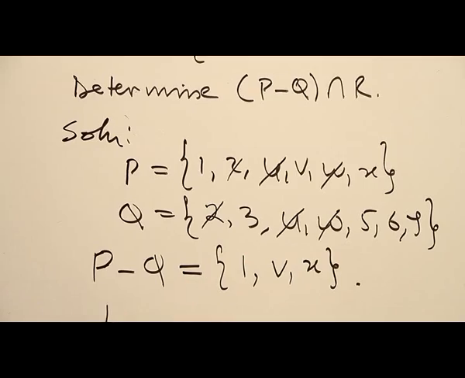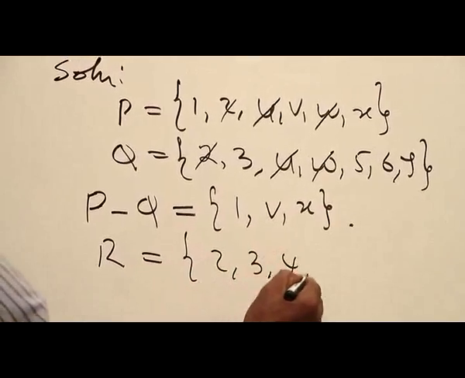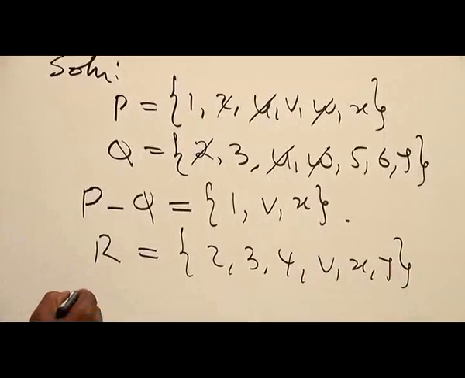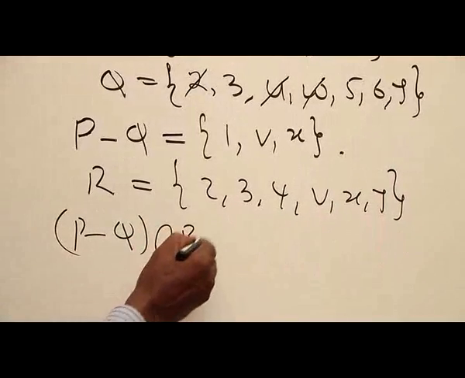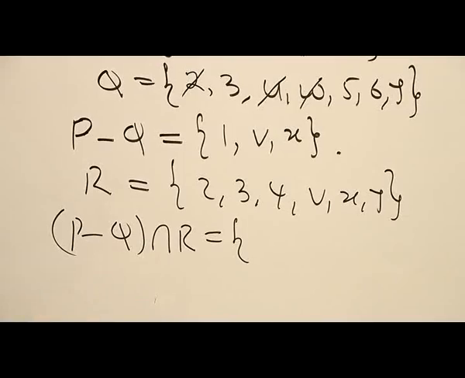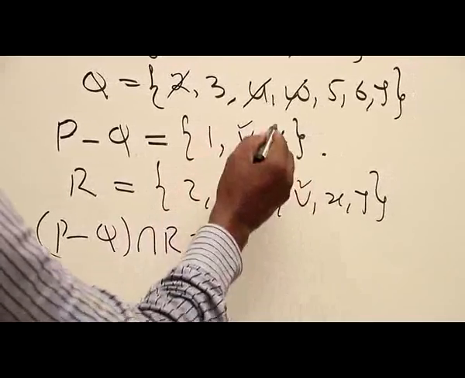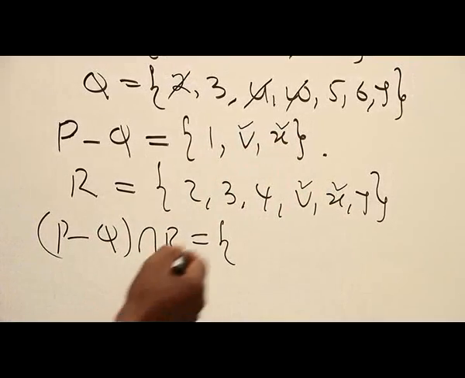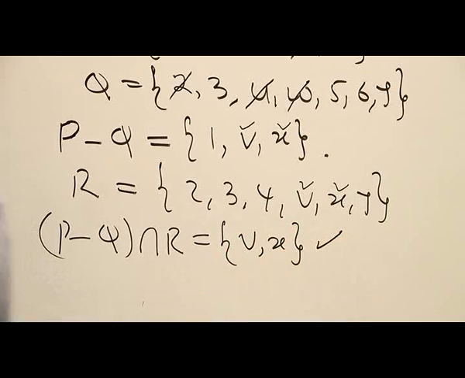So we now bring in our R. Our R is equal to {2, 3, 4, V, S, Y}. Now let's get the intersection of P minus Q, intersection R. We have V here and we have V here. S is there and S is there. There is no other element that is common to both, so our answer will be {V, S}. And that is the solution to the problem.